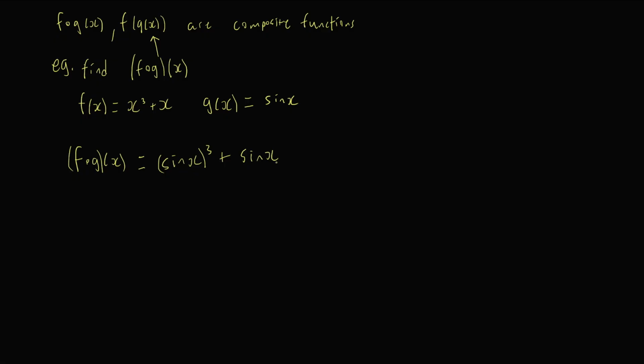However, there are some domain restrictions that come with this. For example, because the output of g of x becomes the domain of f of x, the domain of f of x is actually restricted now. So when we find the domain of f of g of x, we would actually find the range of g of x. So the range of g of x is, well, it's sine x, so it should be from 1 to -1.